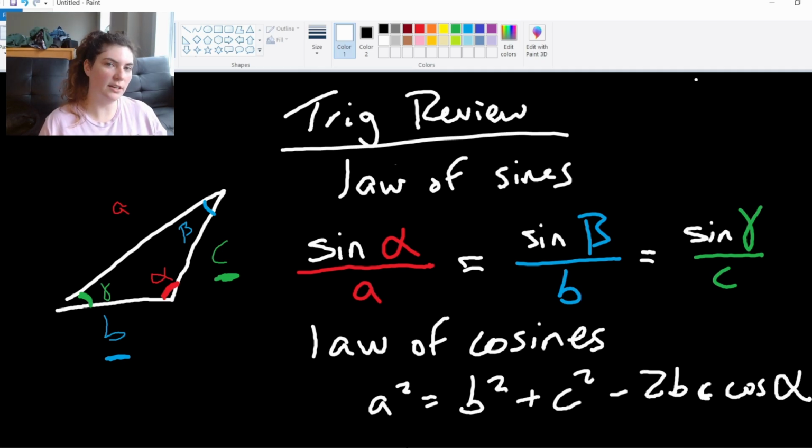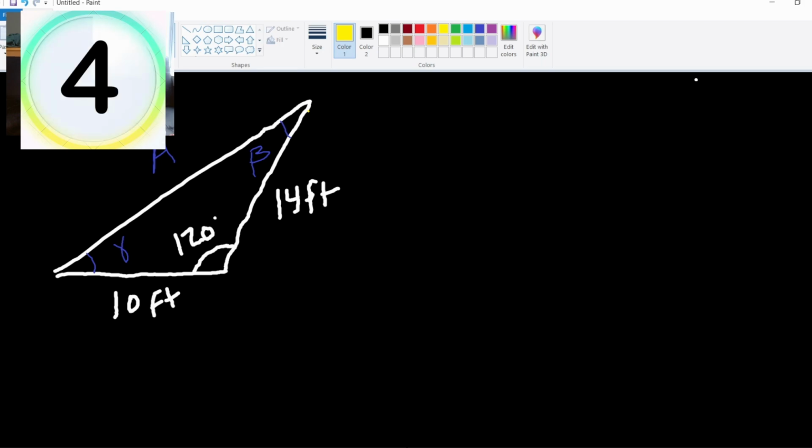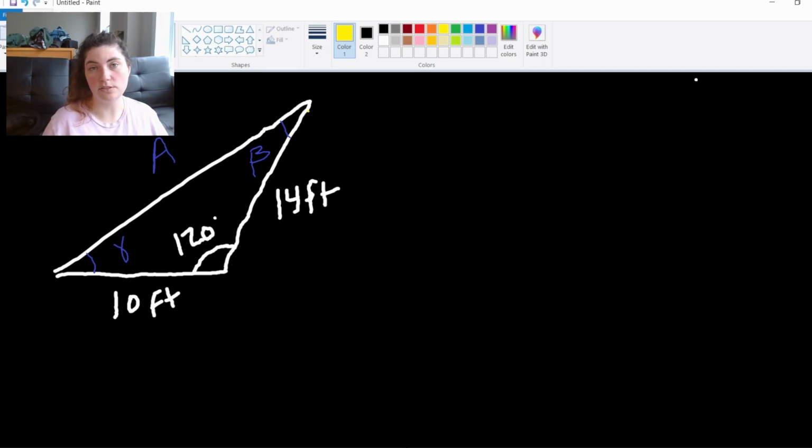So let's take a look at an example of this in practice. Okay, here's an example of a triangle. I want you to go ahead and pause the video and try to solve for the length of side A, gamma, and beta. Okay, so let's take a look at how we would go about solving this.